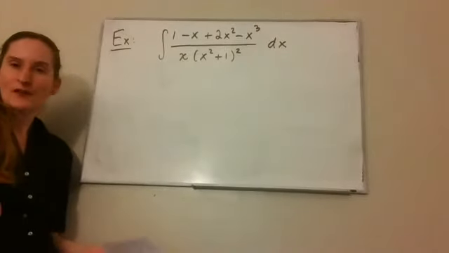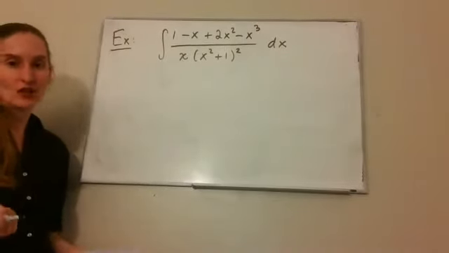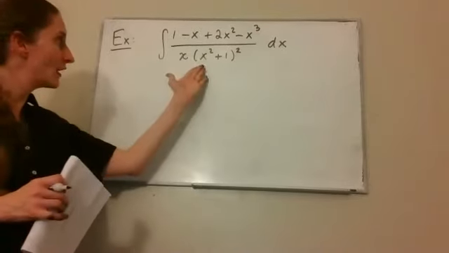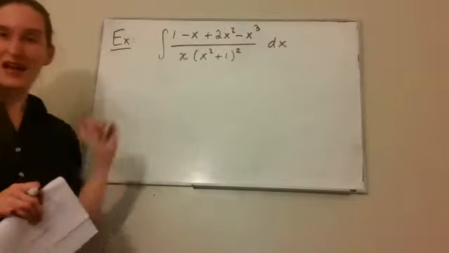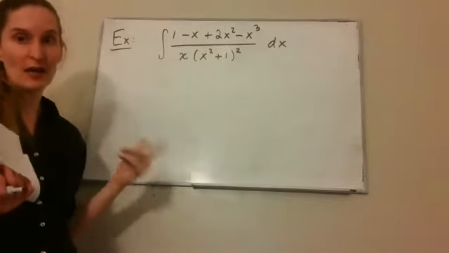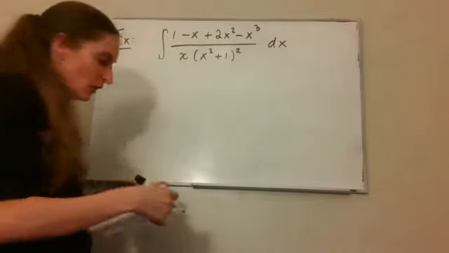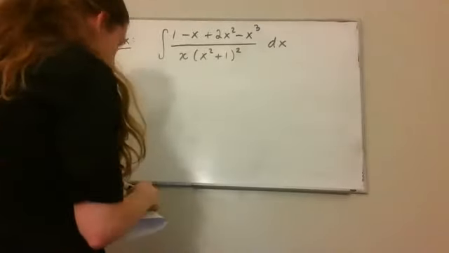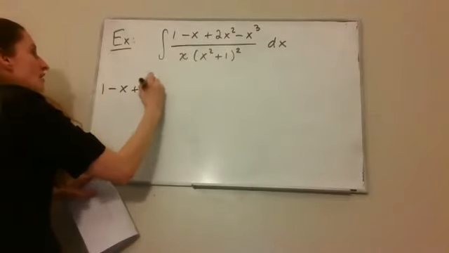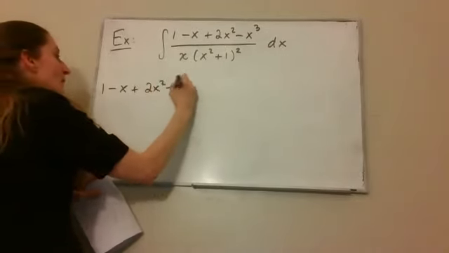So we should first take a look and see if we need to do long division. Luckily, we do not. If I were to distribute everything on the bottom, I would actually have an x to the 5th power. So I have a larger power in the denominator than in the numerator. So no long division is needed. It's already factored for us. So we can just go ahead and set up the expansion.